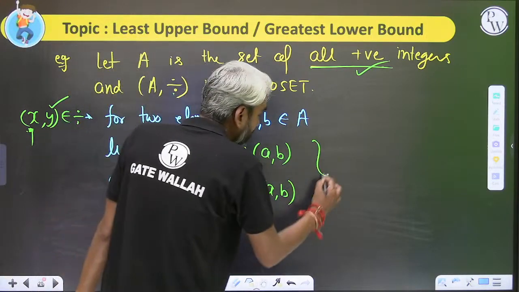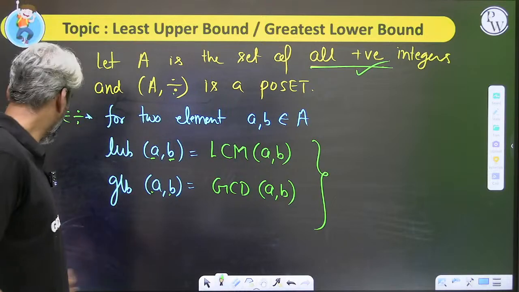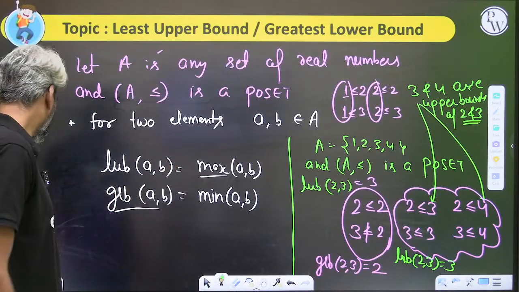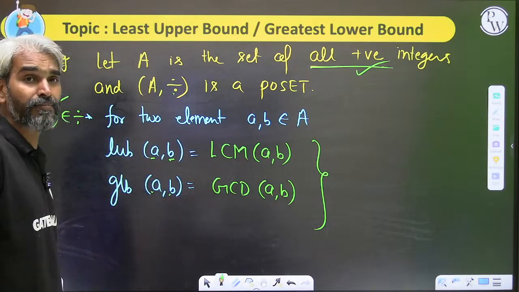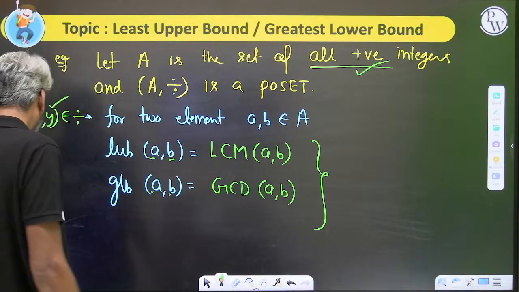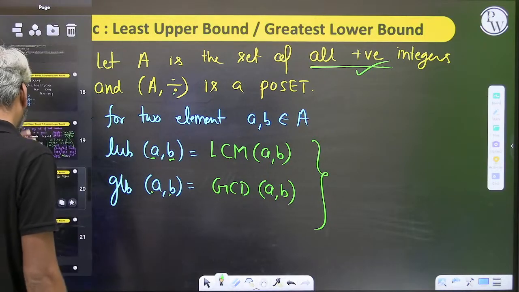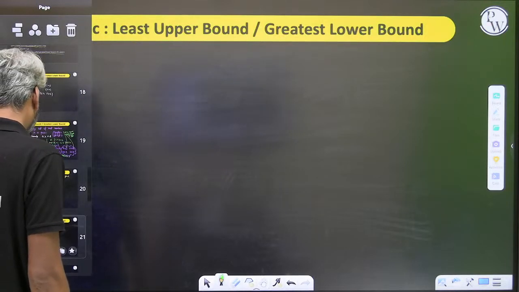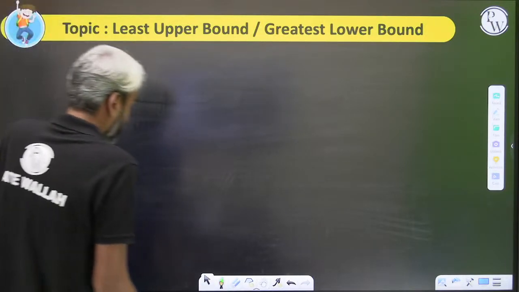Clear? So it's not necessary that the least upper bound and greatest lower bound will always be minimum maximum. It's not necessary that they will always be LCM or GCD. They may be anything. Let's assume if I define a new type of relation. So what do you mean by new type of relation? Let me explain. Okay.